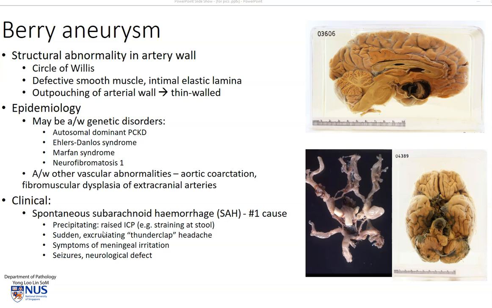What sometimes precipitates the bleeding is a moment where there is raised intracranial pressure, for example, when the patient is straining at stool, and then they can experience a very sudden, excruciating, extremely painful headache known as a thunderclap headache. There may also be symptoms of meningeal irritation, such as neck stiffness, and also these patients may experience seizures or neurological defects depending on where the bleed is.